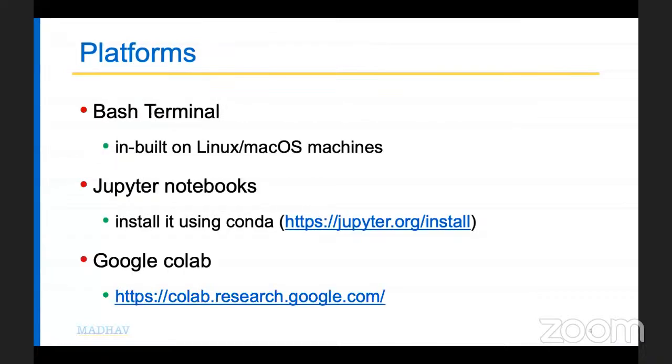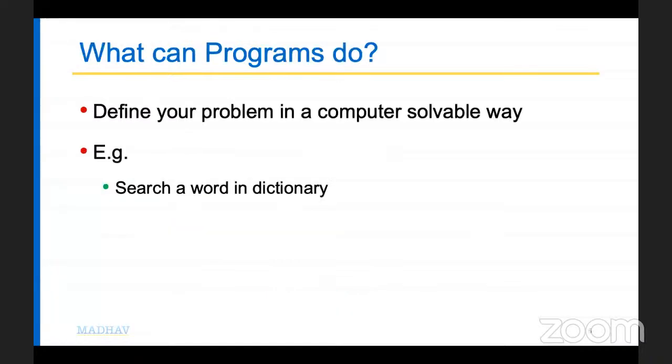Now, after this, I will come to the basics of what we are going to study here. So programming. What is programming? What can programs do? You have some problem in your mind which you want to solve. Then you can use computers to solve your problem, provided you can define your problem in a computer solvable way. Not every problem can be solved on a computer, right? But more and more problems now are being solved by computers.